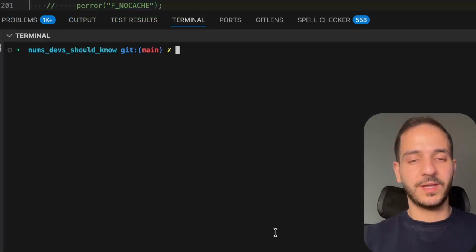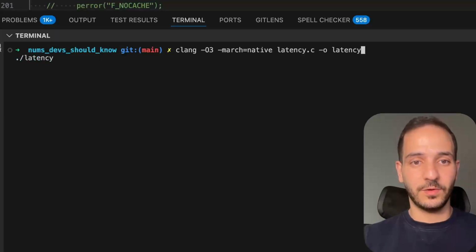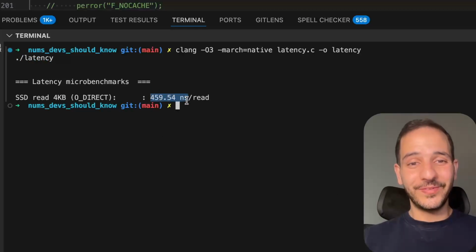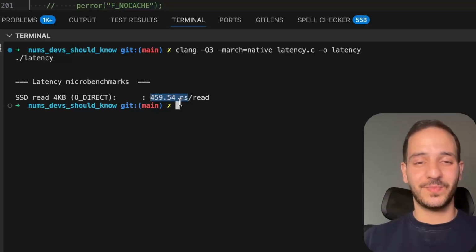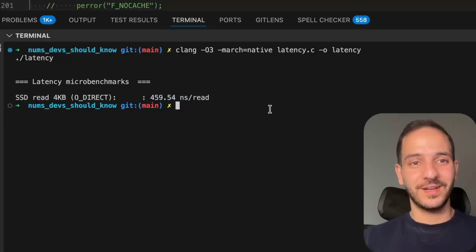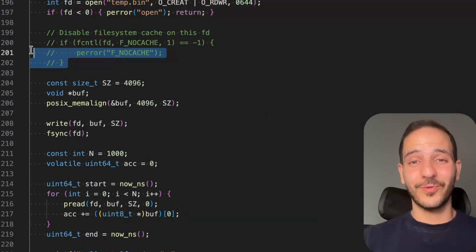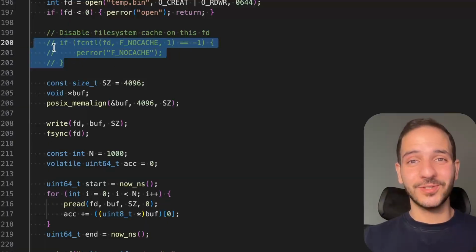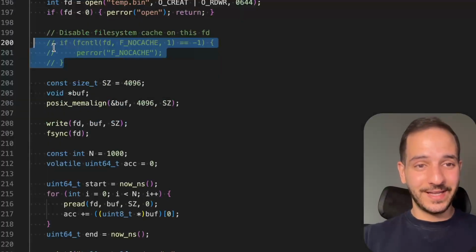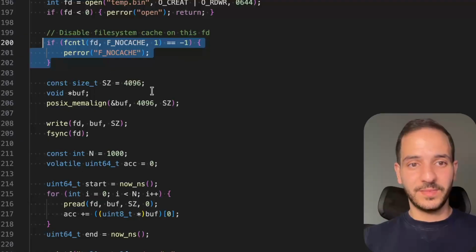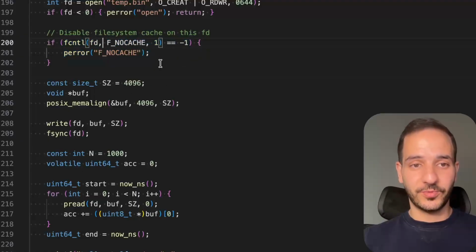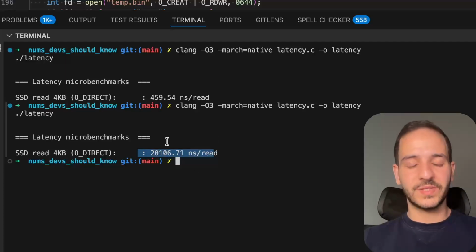When I run this, I should get the time it takes to read 4K bytes on my laptop's SSD on average. Fortunately, I see a very low value, 459 nanoseconds, which is way lower than the expected 20,000 nanoseconds. Why is that? Because my file system and my OS is too smart. It's performing caching on my behalf. So the way to actually test the disk speed is by informing the file system that we do not want any caching for this file descriptor. Now I get 20,000 nanoseconds. That's pretty close to the value that was indicated.